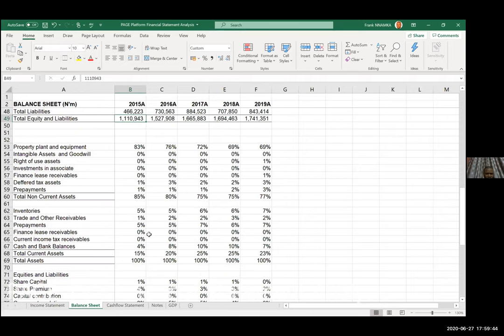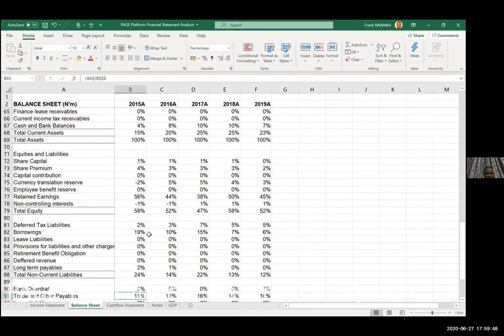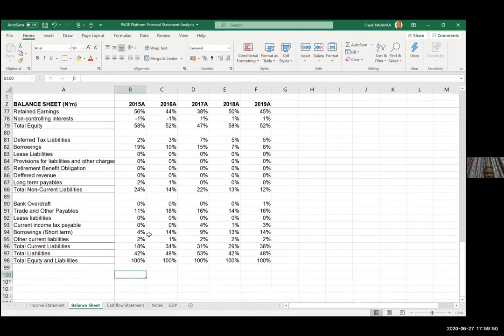For leverage, the next question you should be asking is, since the company is funding about 50% from equity, the other 50% should be coming from debt, but is it long-term debt or short-term debt? We see that on non-current borrowings, the share has actually been declining, which shows that the company has been deleveraging rather than taking on further debt.